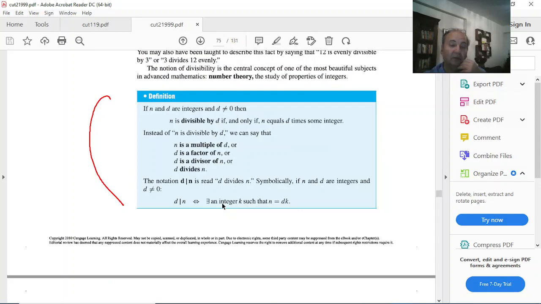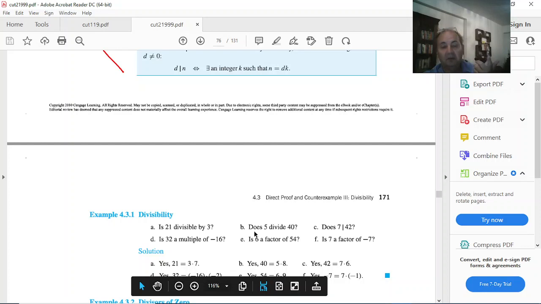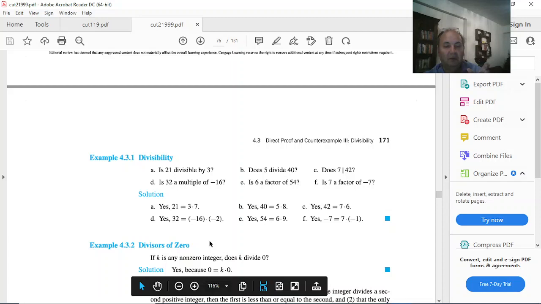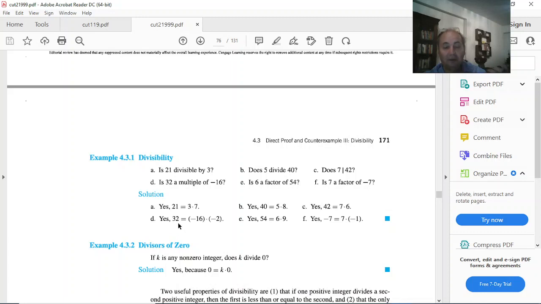For example, is 21 divisible by 3? Yeah, why not? Does 5 divide 40? Yeah. Does 7 divide 42? Yeah. Is 32 a multiple of minus 50? Not the correct way. You can say, let's say, minus 2 times minus 16, yeah, it's a multiple, you see. The 6 is a factor of 54, yeah. How many factors of 54? Let me say.